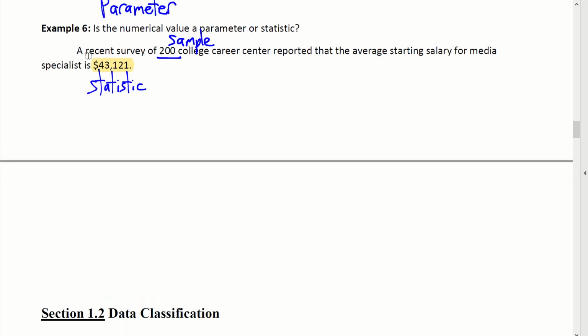We'll do one more. A recent survey of 200 college career centers reported that the average starting salary for media specialists is $43,121. So this number, this 43,000, that's describing this set. First of all, there's way more than 200 colleges out there, and so it's very easy to conceive that there's more than 200 college career centers. So this 200, that would be just a sample, and if the 43,000 is describing a sample, then that means that that number is going to be a statistic.